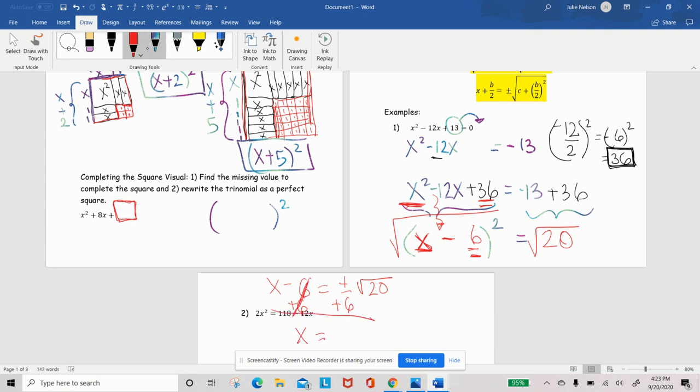So x equals, and then you can't actually combine that 6 with the square root of 20, because 6 is a whole amount and the square root of 20 is a partial amount. So it's 6 plus or minus the square root of 20.